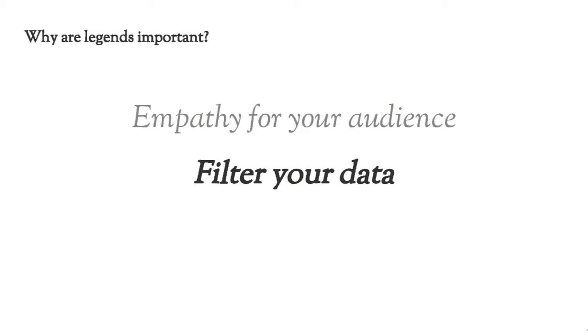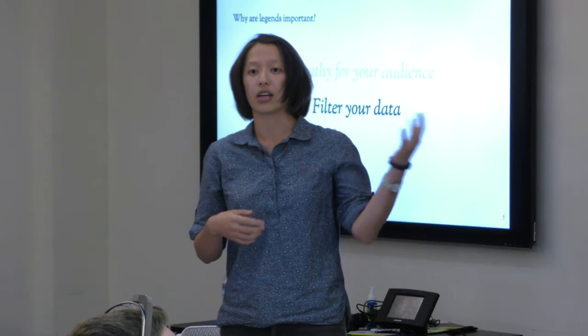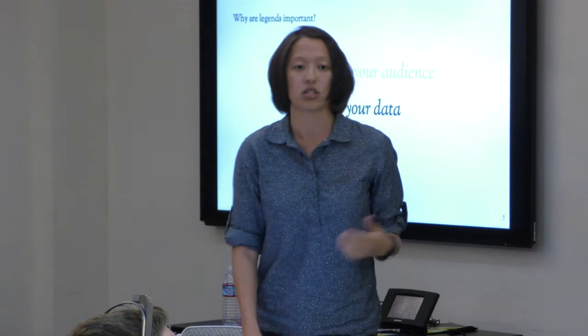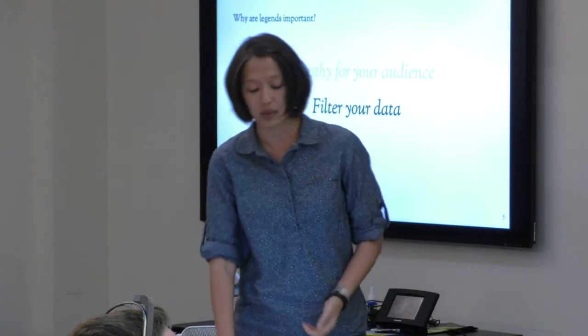The second one, which some of Miles's examples showed, is filtering your data. So a visual filter where you hover over an item in the legend, and then in the visualization itself, it filters the data for you. It's just another way to view your data to allow exploration and interactivity.